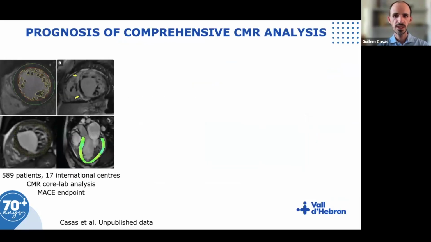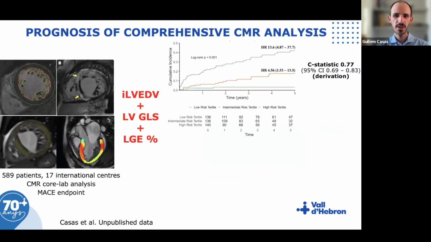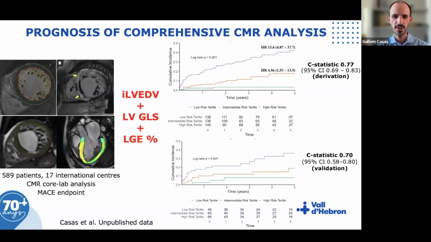Talking about our CMR series again, like I said, we found the best prediction model to be this one, including only 3 variables: LV end-diastolic volume, LV GLS, and the percentage of LGE. And this model showed a very good discriminatory ability with a C-statistic of 0.77. And when we divided patients into tertiles of score, we could see very significant survival differences. And this was confirmed in an independent validation cohort.